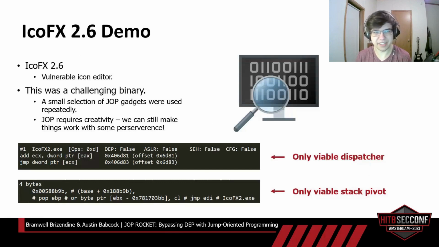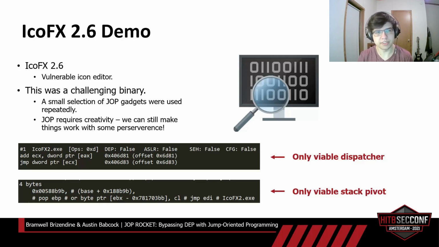Hey, I'm back. I'll be taking you through an example of an exploit I created on a binary in the real world, a binary called IcoFX 2.6. It's an icon editor with a vulnerability that allows you to craft a malicious icon file. And I've created a JOP exploit using a similar stack pivoting approach that the automated generation does.